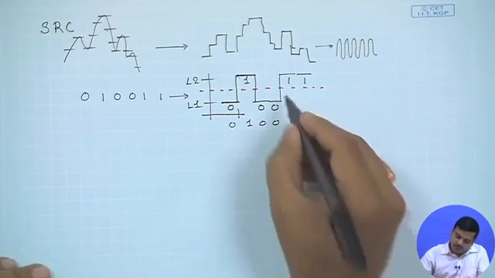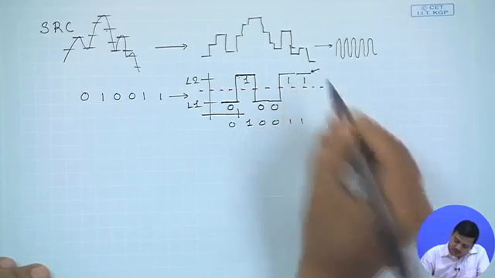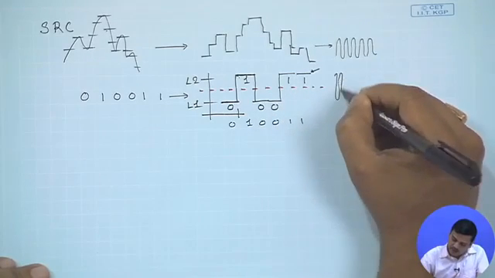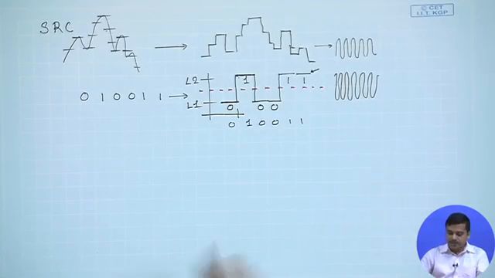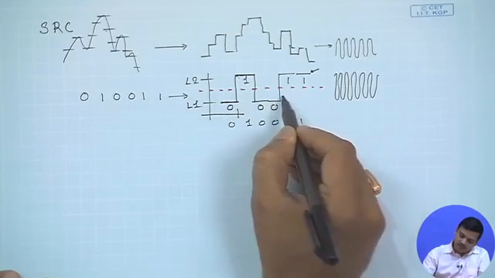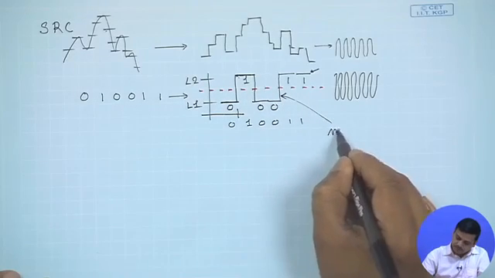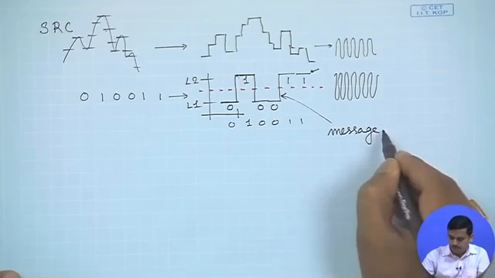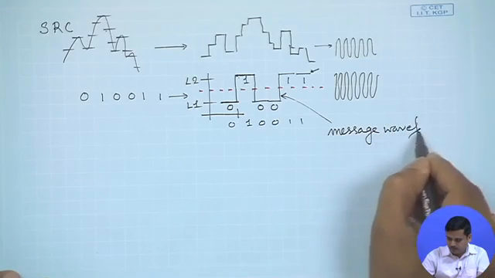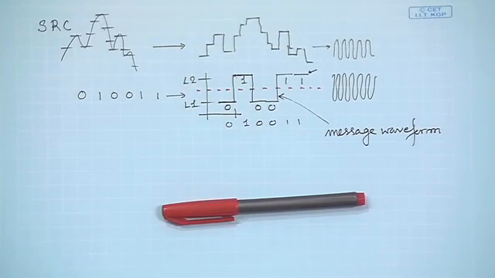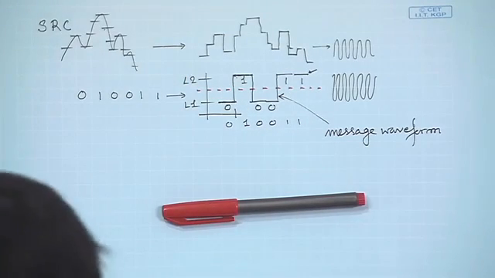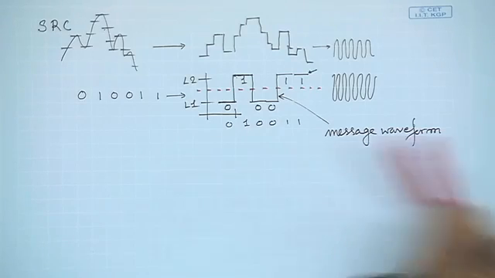So at this point I could use this signal to modulate a carrier, and the entire study of analog communications would come into play. That means the message waveform is this. This is the particular message waveform, and today we will take off from this particular point and we continue there.